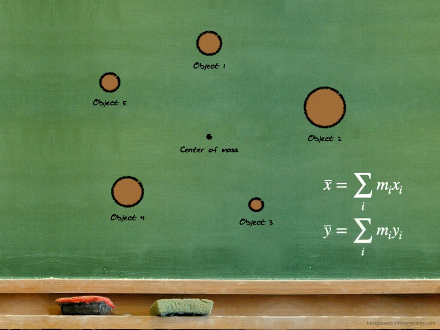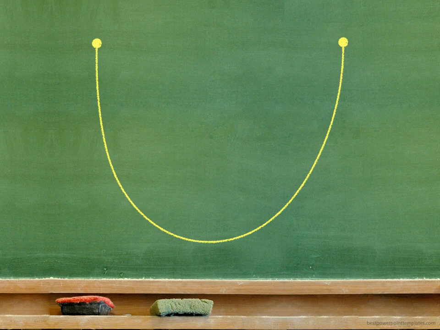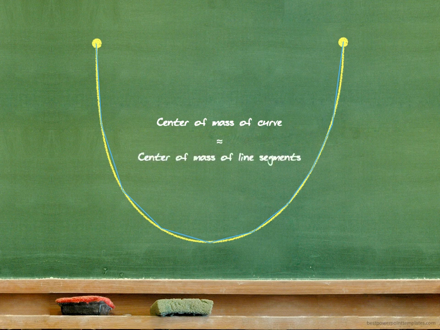Similarly, the y-coordinate is given by the weighted average of the y-coordinates of the centers of mass of the individual objects. That tells us how to calculate the center of mass of a finite collection of simple objects like little balls. But it doesn't tell us how to calculate the center of mass of a smooth curve. In order to do that, we're going to approximate the smooth curve by a collection of line segments, and we're going to calculate the center of mass of all of those line segments taken together as one single system. We'll use that as an approximation for the center of mass of the curve. By taking a limit as the number of line segments approaches infinity, we'll get an exact answer for the center of mass of the curve.